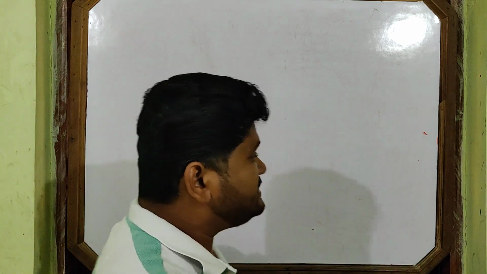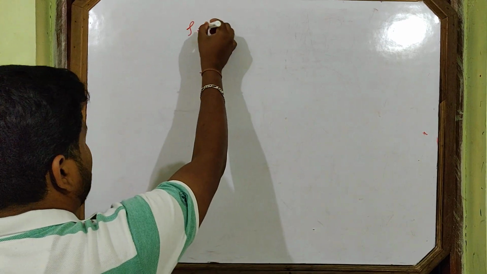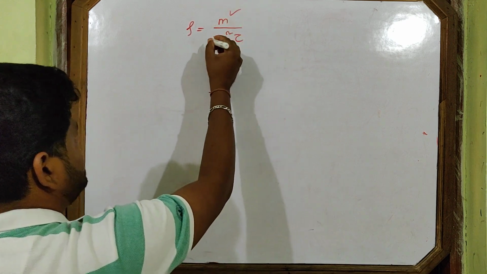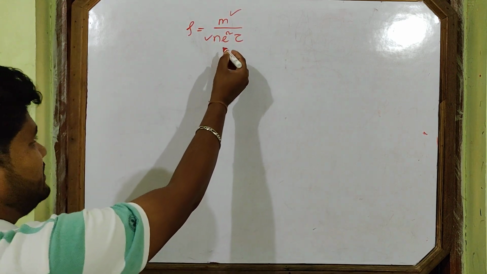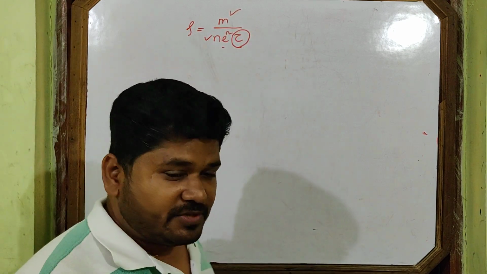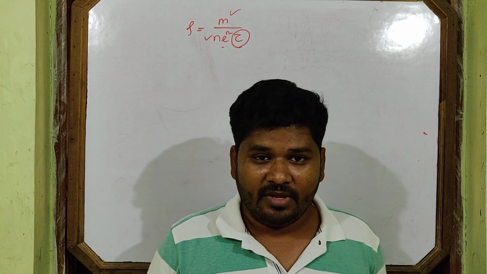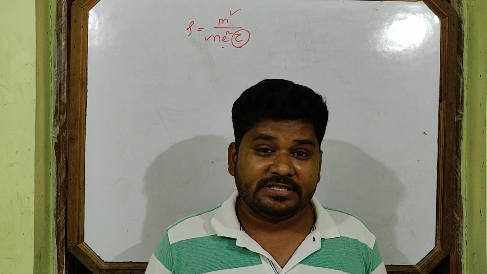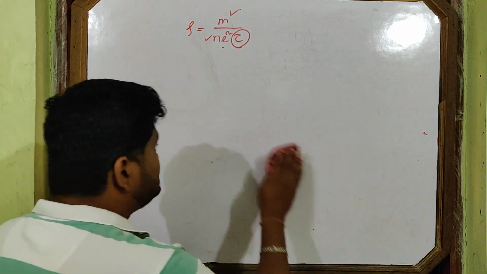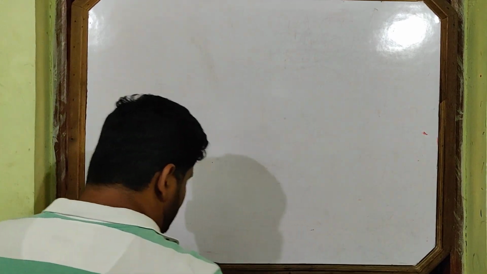Next we go to variation of resistivity with temperature. We know in the resistivity formula, m by n e square tau: m is constant, n is constant for a material, e is constant, and tau depends on temperature. Due to this, resistivity varies with temperature. So we have to discuss how resistivity varies with temperature.